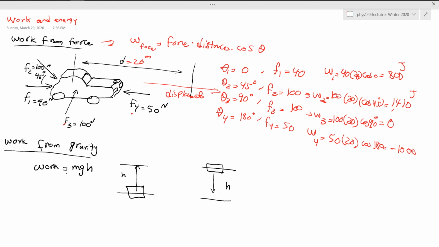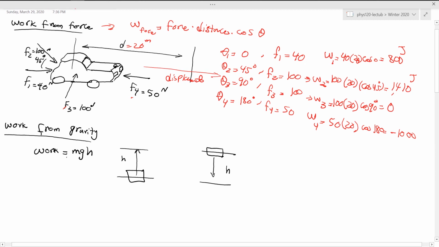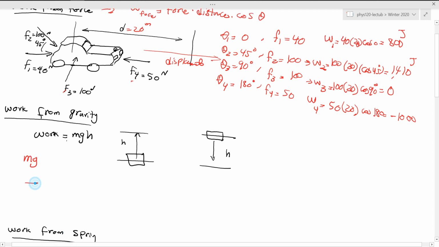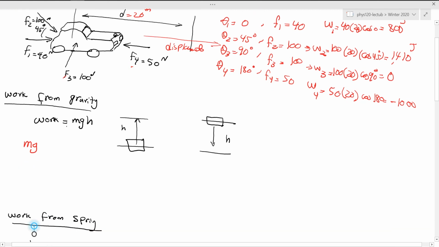So the second work is work from gravity. We already know that gravity is a force, and the force of gravity is actually mg. The direction of g, which is the gravity, is always down. So the direction of mg is actually going down.